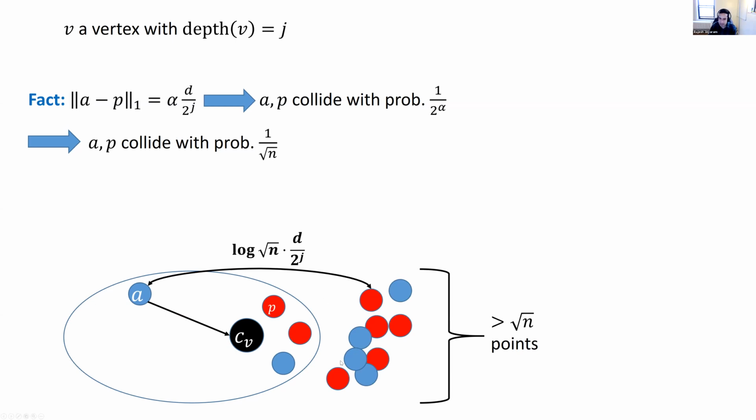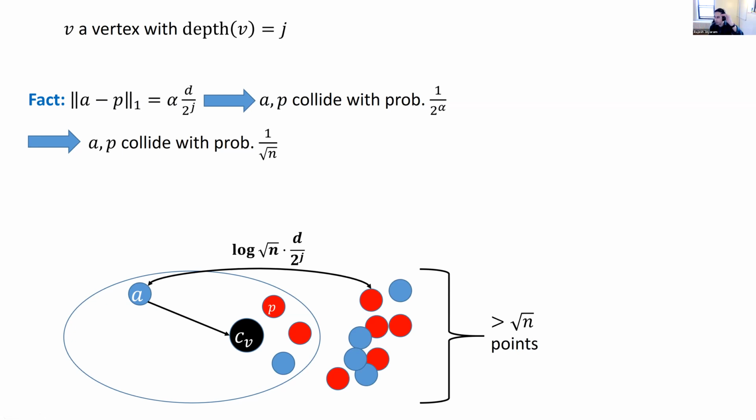Because otherwise, if I didn't have this many points, the probability that every one of them comes in is 1 over root n. If I had fewer than root n points, I don't expect to see any. So in expectation, if the center of mass is far, there must have been root n points which were far in the actual space.